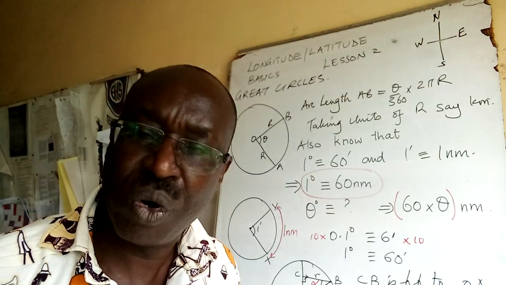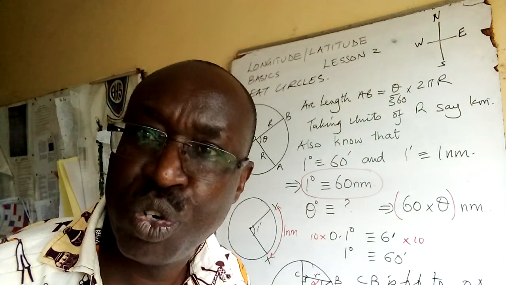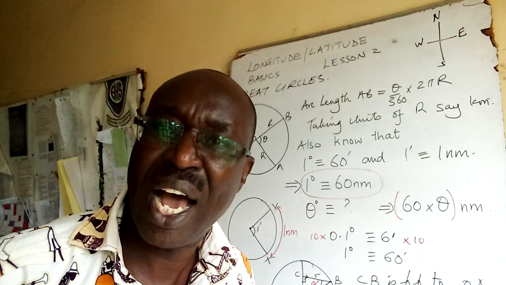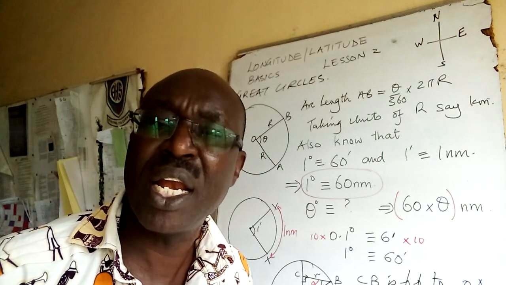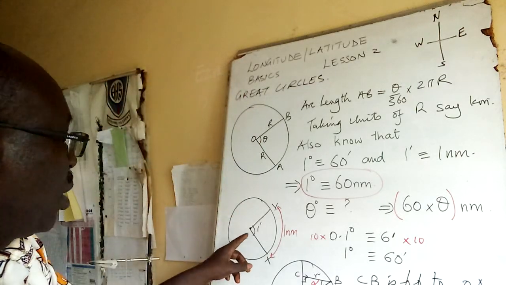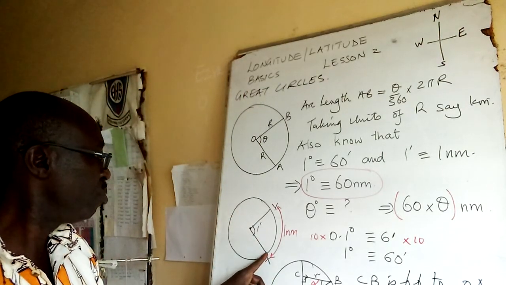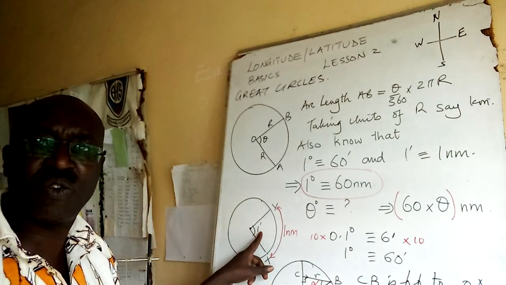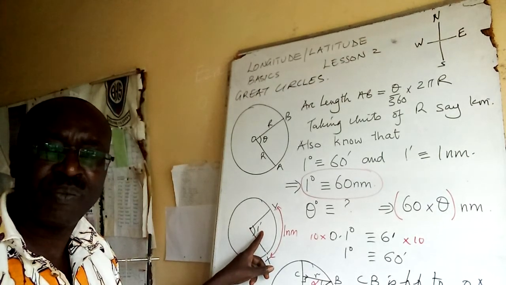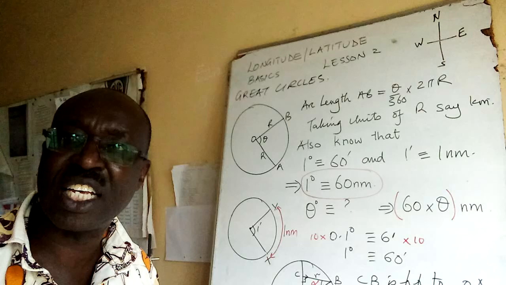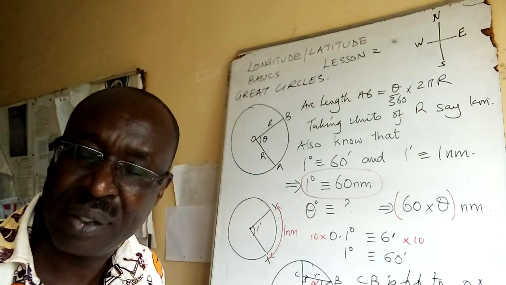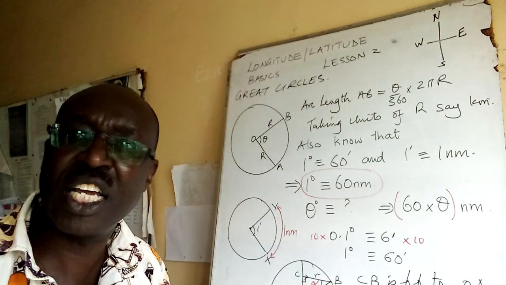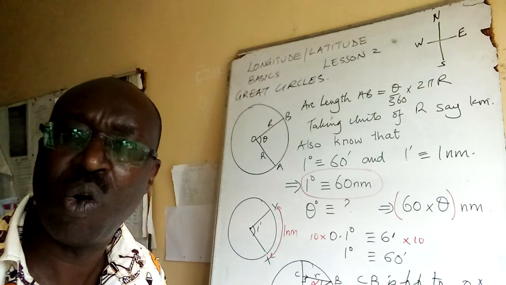And we also know, or you have to know, 1 minute at the center subtends an arc length of 1 nautical mile. Here is the diagram. From this circle, an angle of 1 minute is subtended at the center. So the distance covered along the circumference is 1 nautical mile. So if you have 1 minute at the center, on the circumference it is 1 nautical mile.